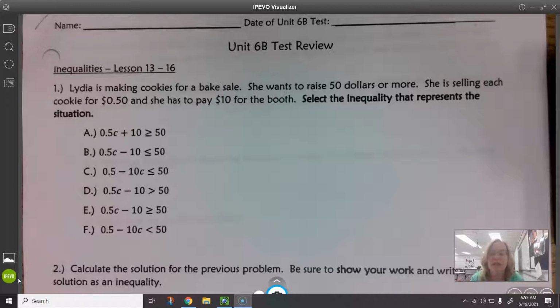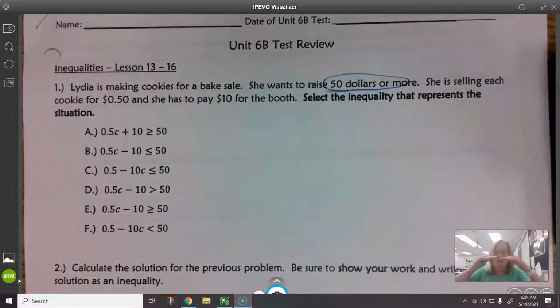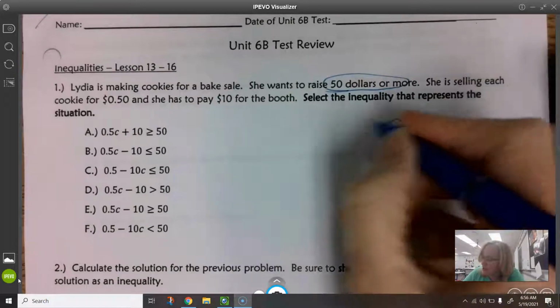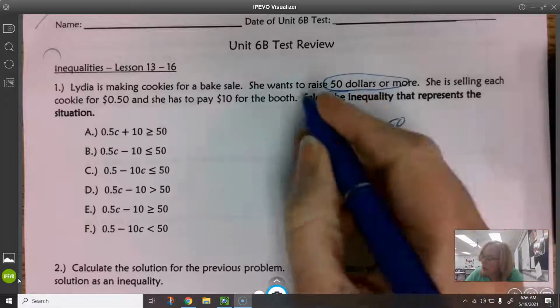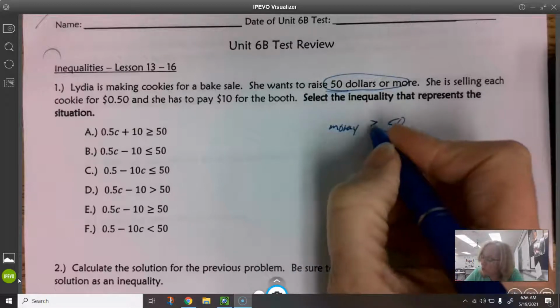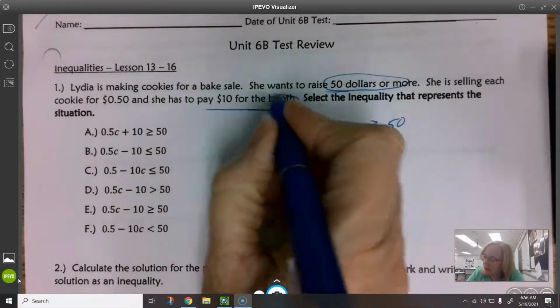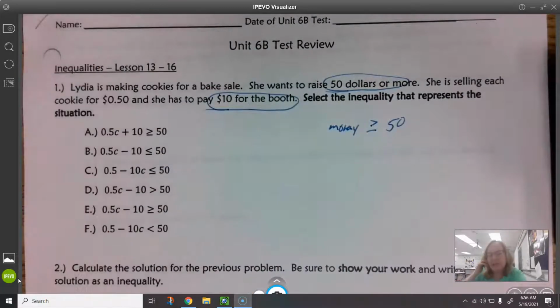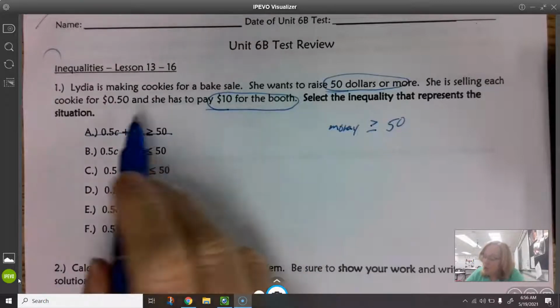Before you start selecting it, let's think about it for a second, look at our paper and mark it up. She wants to raise $50 or more. Does she want to have less than 50, or more than 50? Always think of that first. She wants to raise $50 or more, so that's her money. What does her money consist of? She has to pay $10 for the booth, so she has to pay that out. That's going to be a subtraction. So we can automatically eliminate that one.